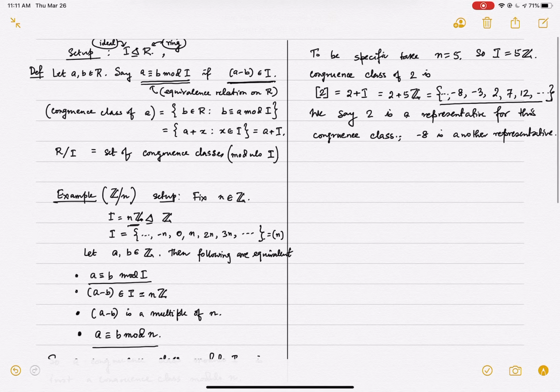And indeed, the class of 2, which is this set, is the same as the class of minus 8. Because this denotes the set that you get by adding multiples of 5 to 2, and this denotes the set that you get by adding multiples of 5 to minus 8. And these sets are the same. It's that set up here.